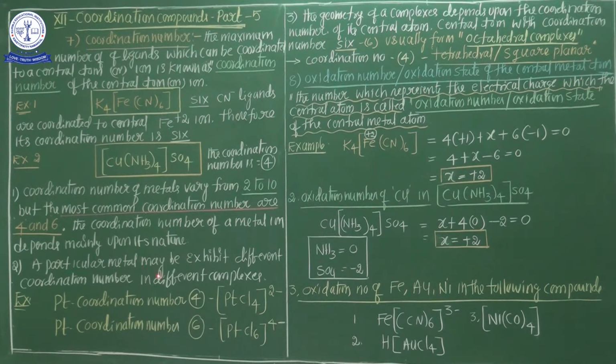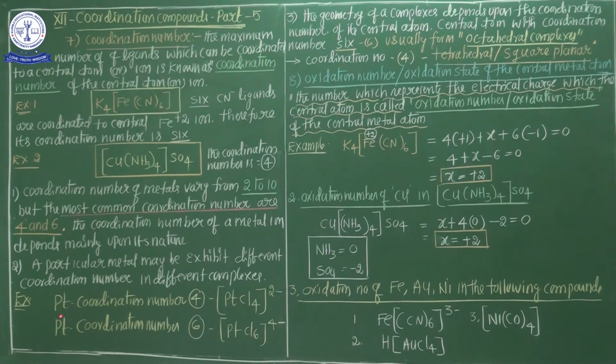A particular metal may be present in different compounds, and it may exhibit a different coordination number in the different complexes. One metal ion does not always show the same coordination number. It changes from compound to compound. That is the most important point: any metal cannot exist at the same coordination number; it's different from compound to compound.